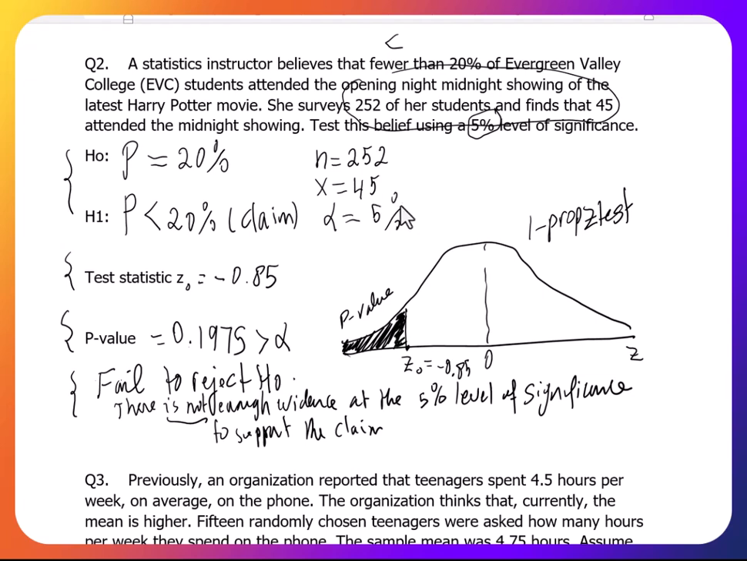Why do we need the level of significance? Because we need to compare it with the p-value. If the p-value is less than alpha, we reject the null hypothesis, and if the p-value is more than alpha, we fail to reject the null hypothesis. So let me show you guys how to use Statcrunch right here.